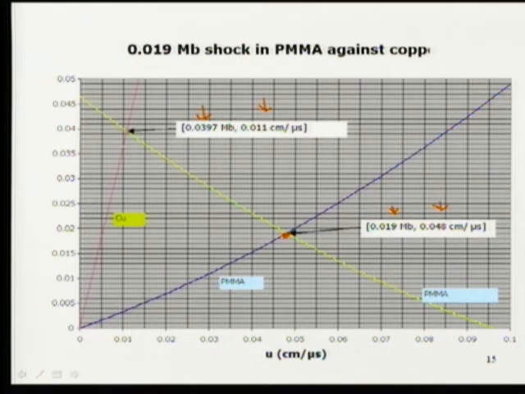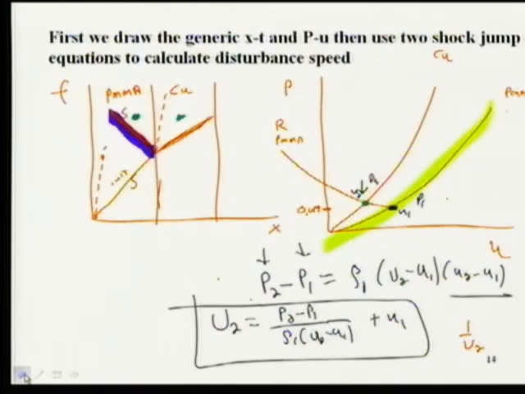V1 over V naught is equal to this shock here, capital U1 minus little u1 over capital U1. So you can get the rho 1 because V1 is equal to 1 over rho 1. So that gives you enough information that you can actually determine the laboratory velocity of the shock that's going backwards from right to left from this boundary right here.